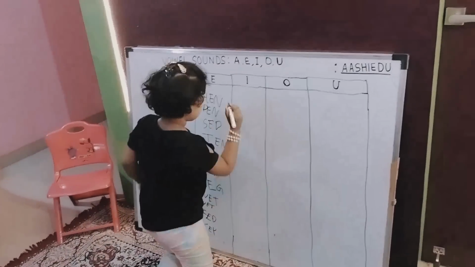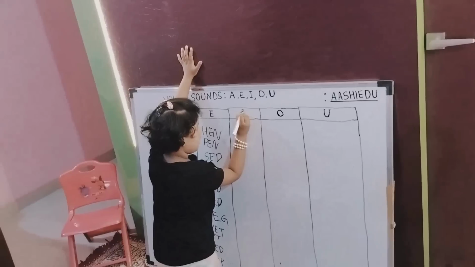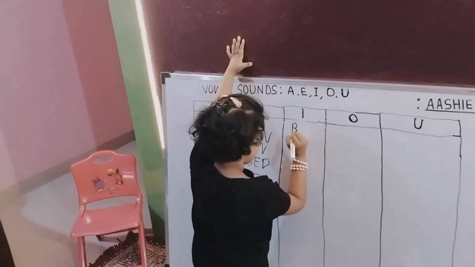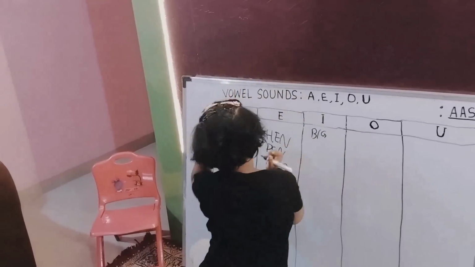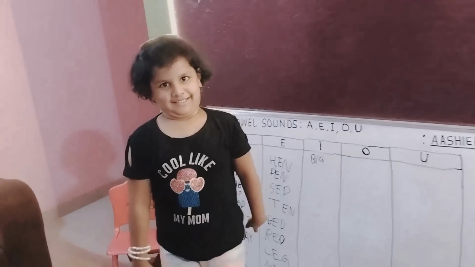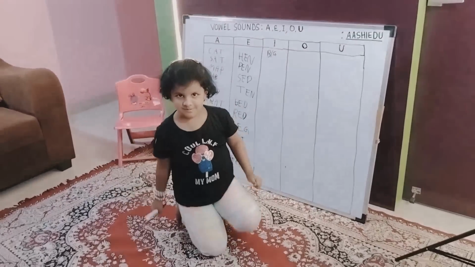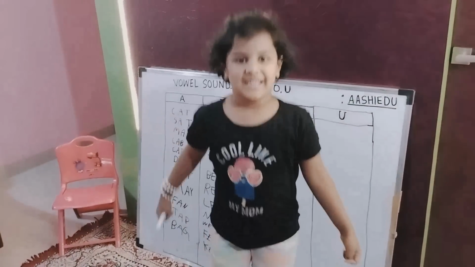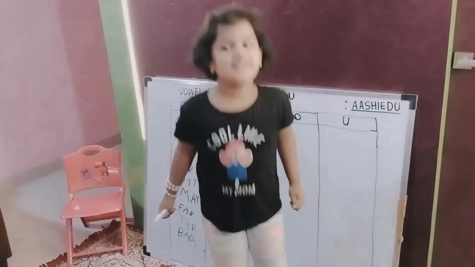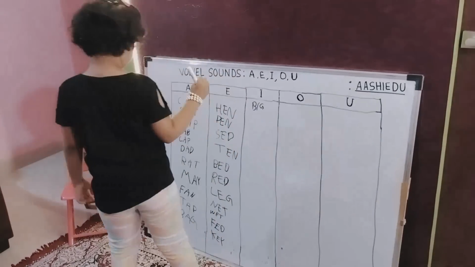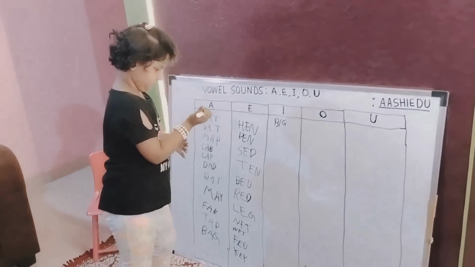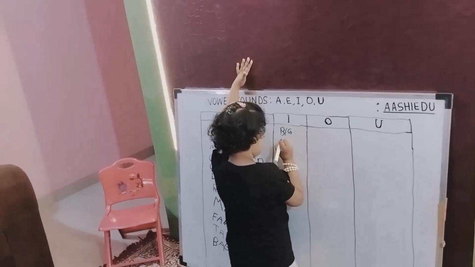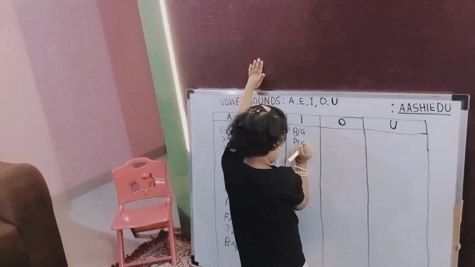Okay. I sound. I. Big. B-I-G. Big. Next. Big, small. Big is small. Okay. Now, next one. Big. I sound. B-I-G. Big.